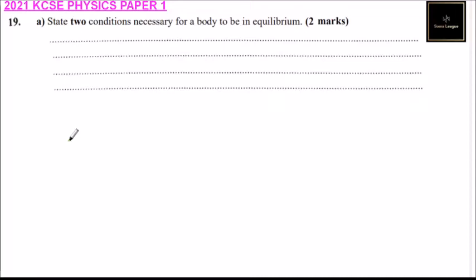Question number 19, part A. State two conditions necessary for a body to be in equilibrium, and you get 2 marks.